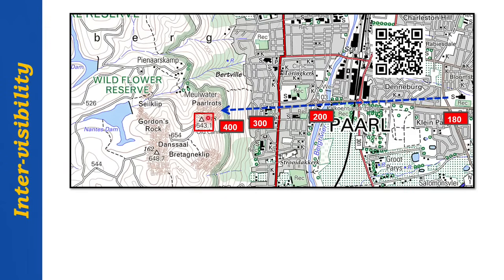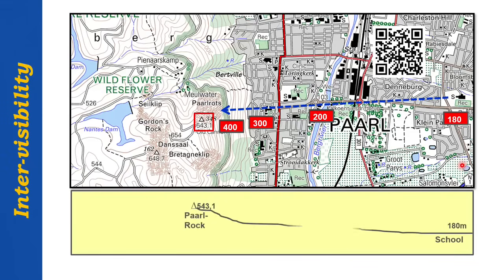And can I see Paul Rock from the school? And the answer, what do you think it's going to be? It's going to be yes, obviously, because Paul Rock is higher than the school. And as you can see, there's nothing in the way. There's no mountain or building or any feature in the way that's going to block your view of Paul Rock.